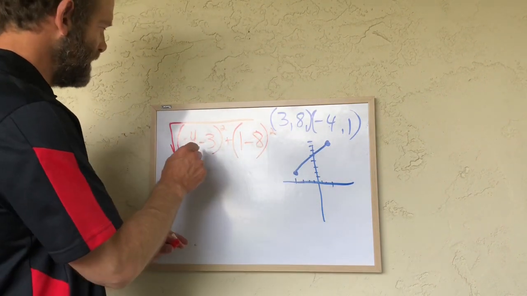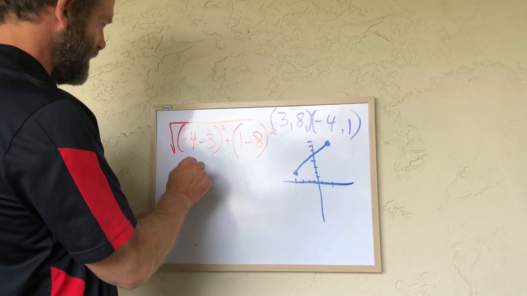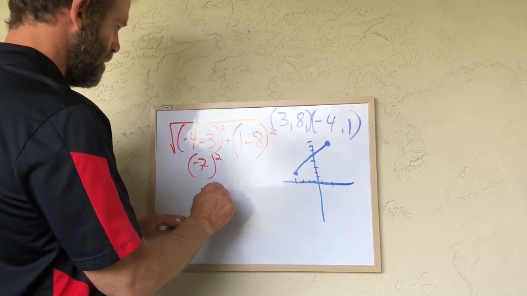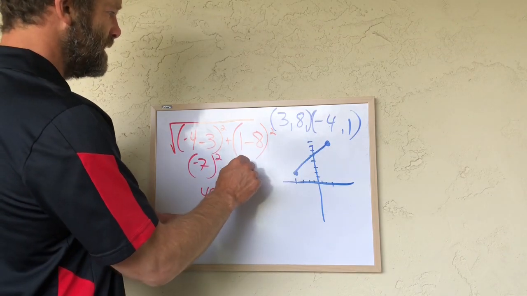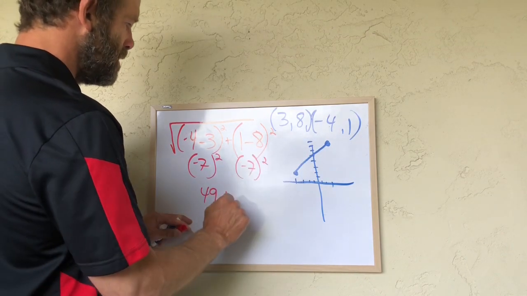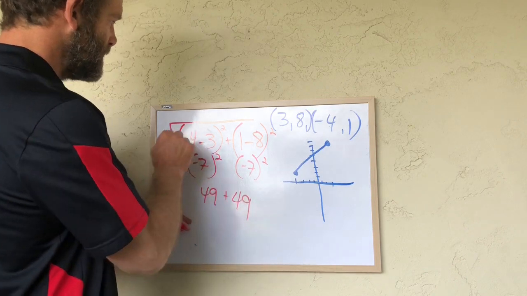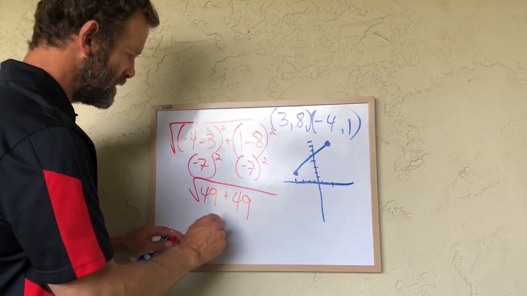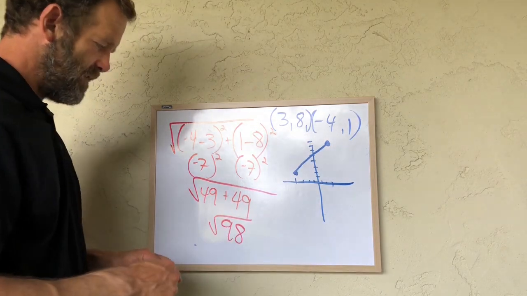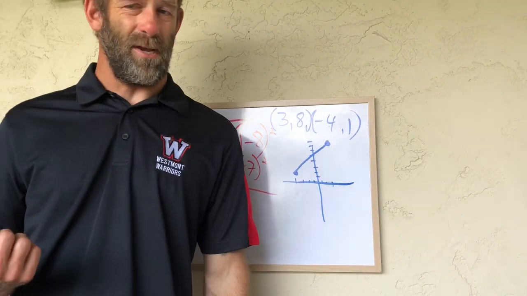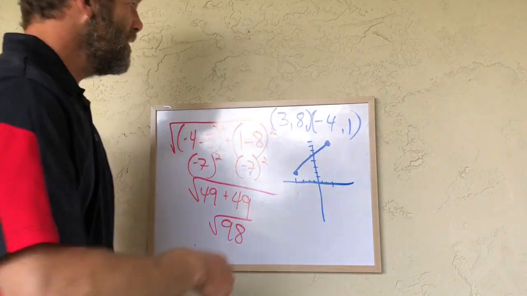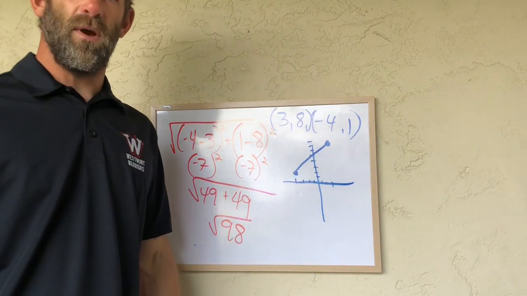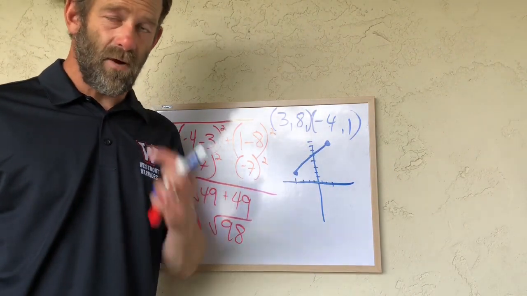All right, so if I simplify this, negative 4 minus 3 is negative 7. Squared, which is 49, plus 1 minus 8 is negative 7, squared, which is 49. And it's the square root of this whole thing. So 49 plus 49 is the square root of 98. Square root of 98 is like 9.9 or 9.8, something like that. So anyways, this is about 9.9 or 9.8 units. Okay, that's the more difficult way when you're using the distance formula.